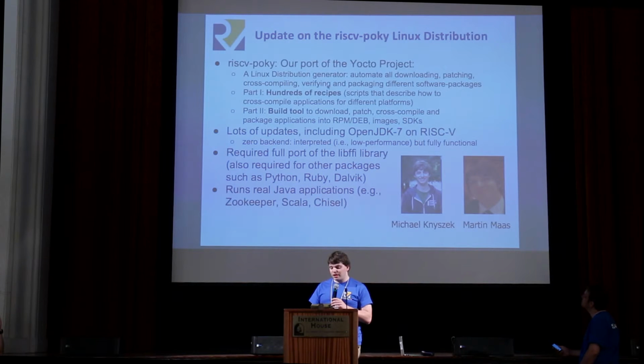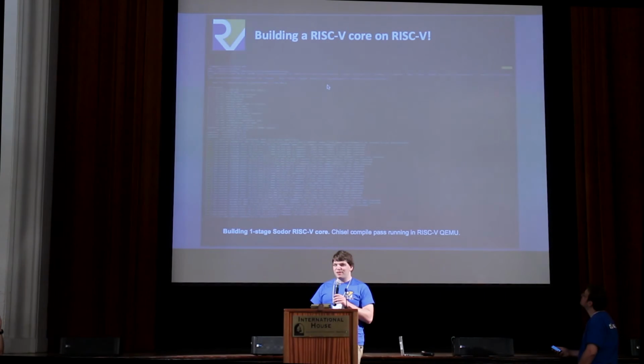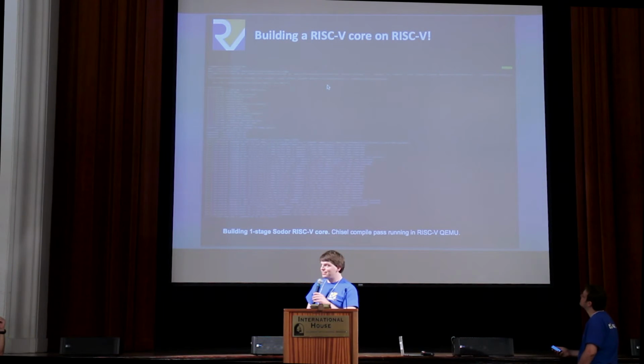However, with that and a couple of other patches, Java is actually running on RISC-V now and runs real applications, including real-world things like Zookeeper or the Scala stack or even Chisel. So that means we can now actually build a RISC-V core on a RISC-V core. This is one of the Sodor cores compiling in a RISC-V QEMU in this case. Took half an hour, but it's a start.